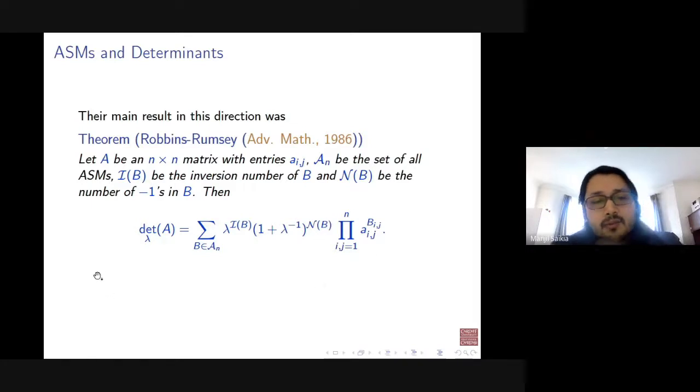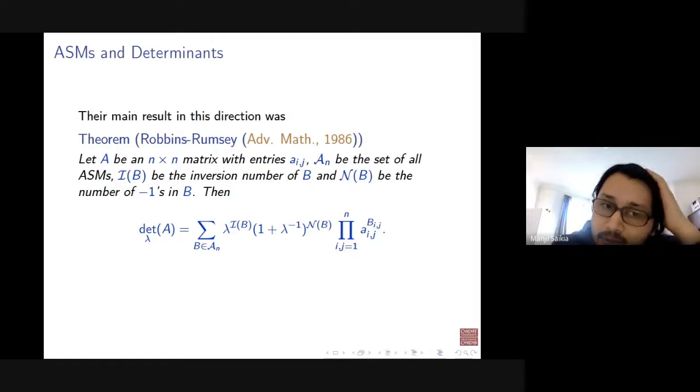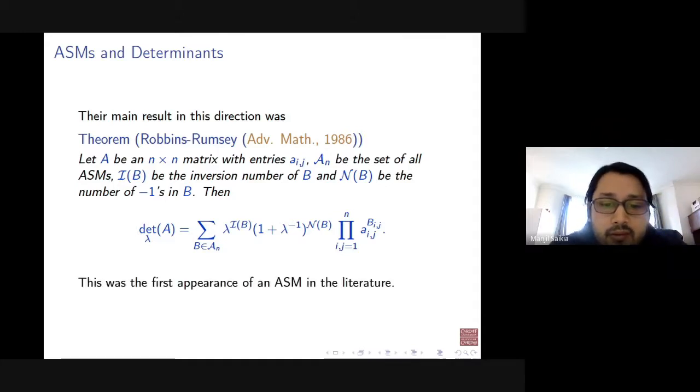So this was the formula that they found, and they naturally wanted to evaluate how many alternating sign matrices of a particular order there are. They did some computer experiments, and then they conjectured the formula that I showed in the first slide. So this was the first appearance of an alternating sign matrix in the literature. I mean, it appeared earlier, but I think this was the first work. You see that the date is 1986, but yeah, okay.